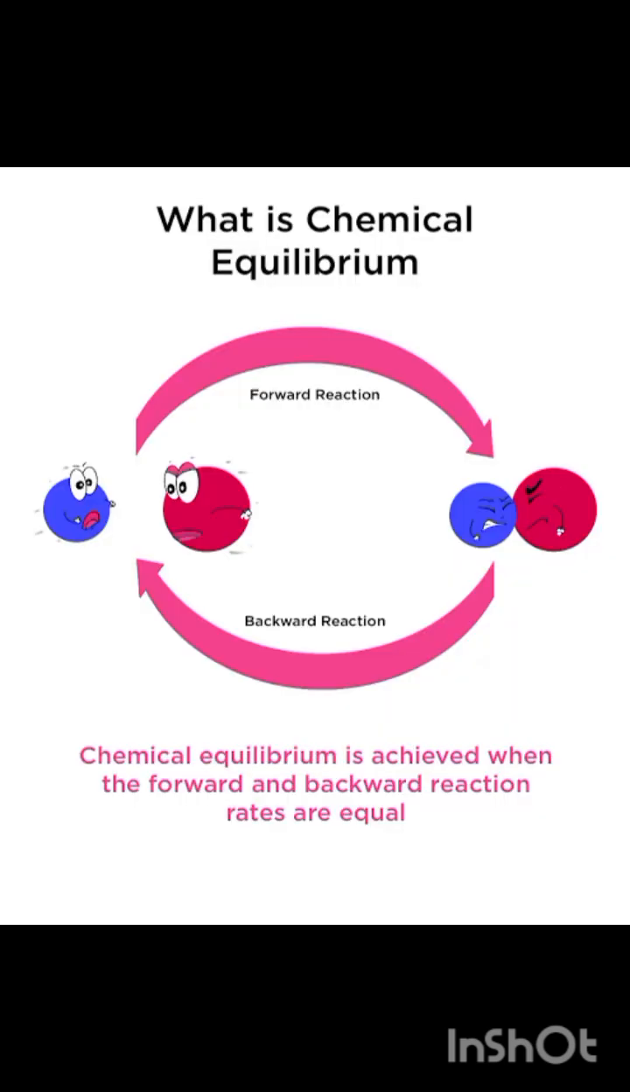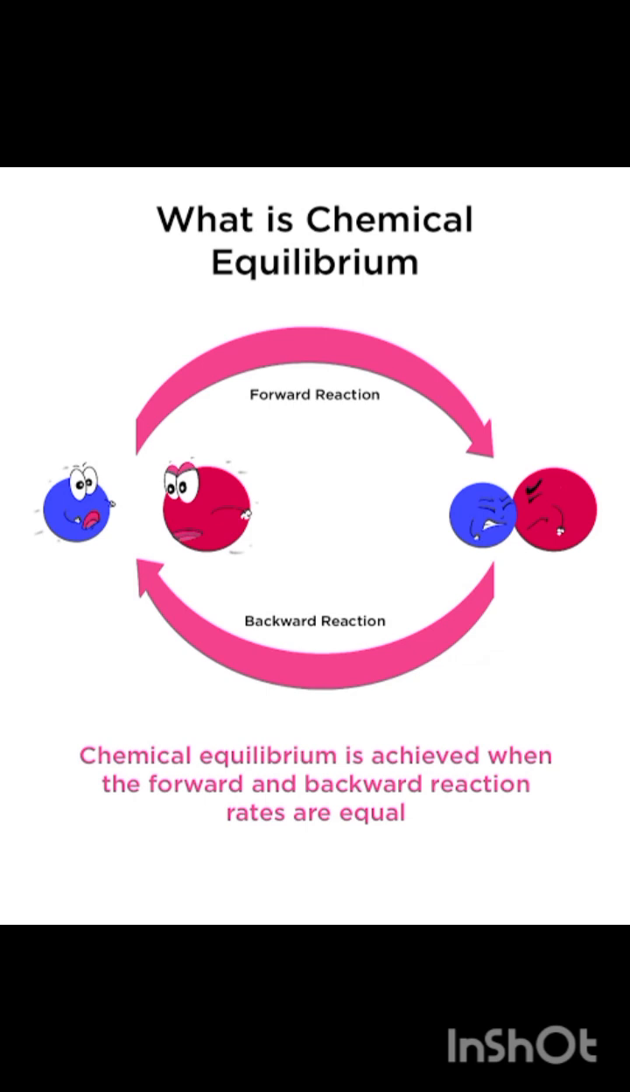Consider the example of reactants A and B reacting together, and after collision they will form the products. Again, the products simultaneously are converting back into the original reactants A and B. So it is a form of a reversible reaction. Chemical equilibrium is only achieved when the rate of the forward reaction becomes equal to the rate of the reverse reaction.